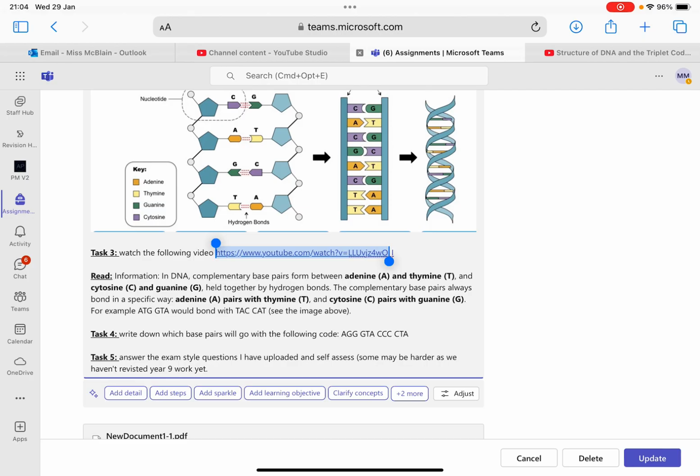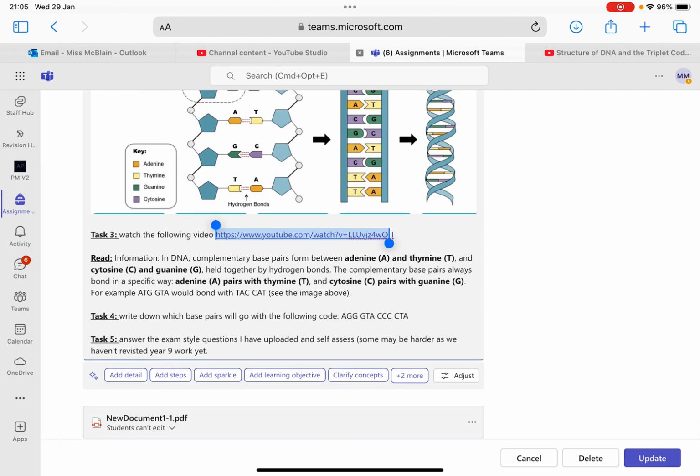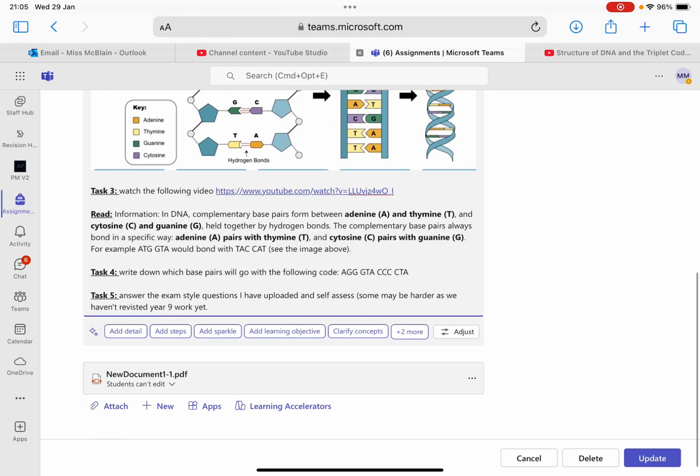That would be GAT. So all you need to know is they are read out in 3s. They're complementary, so they go with each other. If you had 6 letters, that is 2 codons. If you had 9 letters, that is 3 codons. Because a codon is read out in 3s, it's called a triple codon.